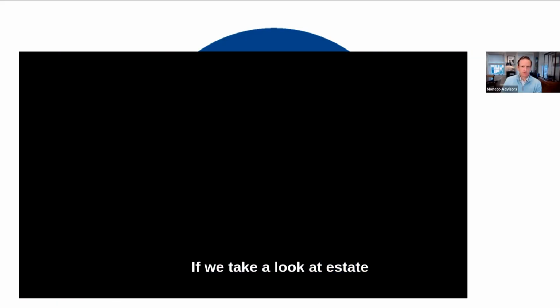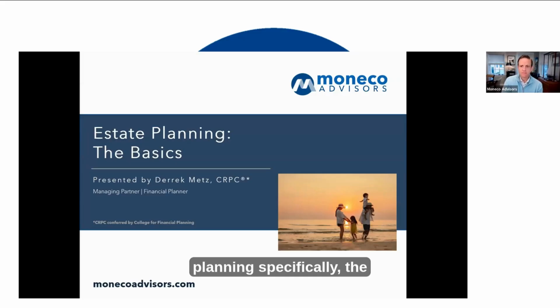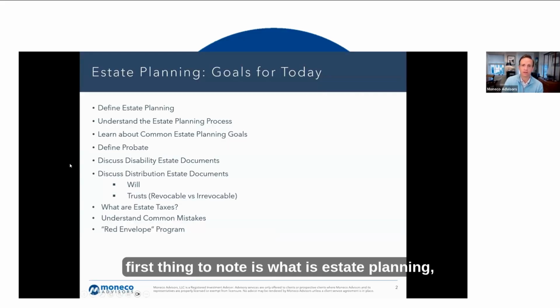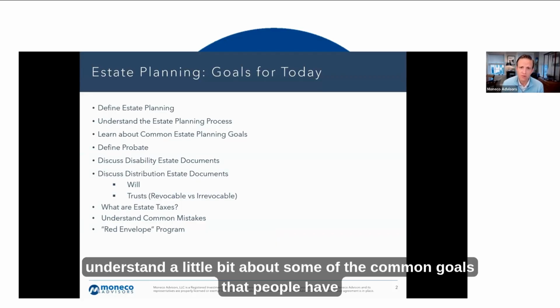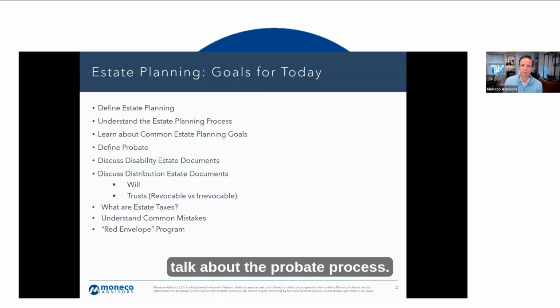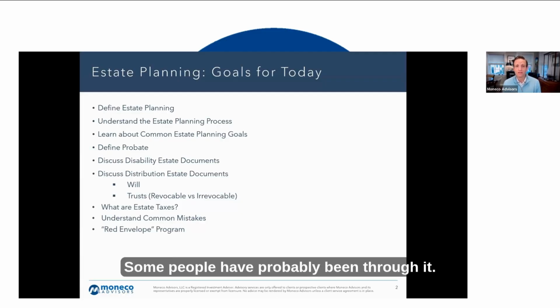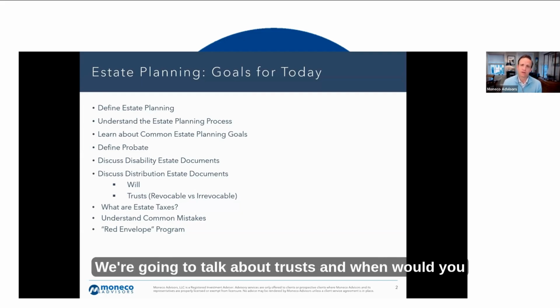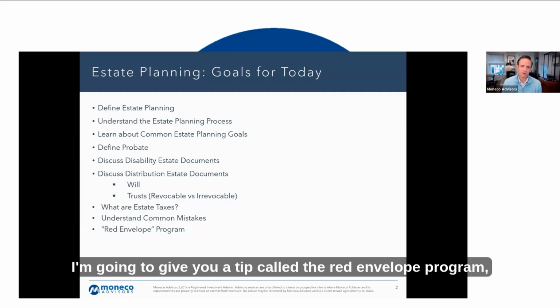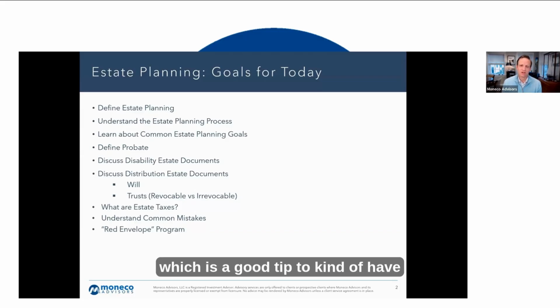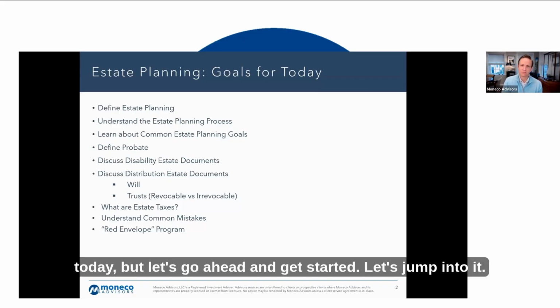If we take a look at estate planning specifically, the first thing to note is what is estate planning, right? I want to talk about some of the process of what estate planning is, understand some of the common goals that people have when they talk about estate planning, and talk about the probate process. What is probate? I know a lot of people have probably heard about it. Some people have probably been through it. We're going to talk about wills. We're going to talk about trusts and when you would use one versus the other. And at the very end, I'm going to give you a tip called the red envelope program, which is a good tip to have in your back pocket. So that's the agenda for today.